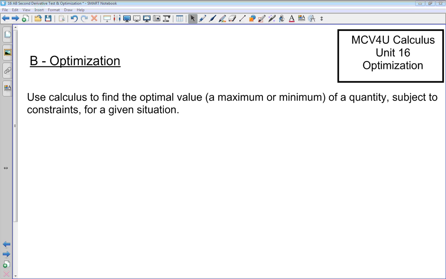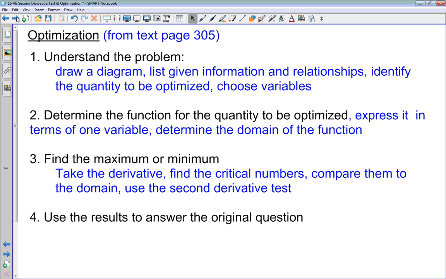So there is a general process that we are going to follow in optimization problems. This is almost straight out of your textbook, page 305. And really, a lot of this stuff is just general problem solving stuff.